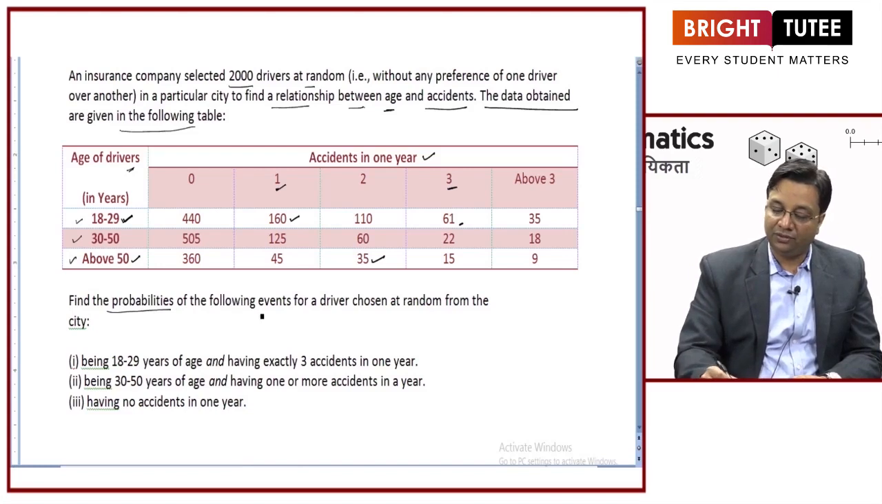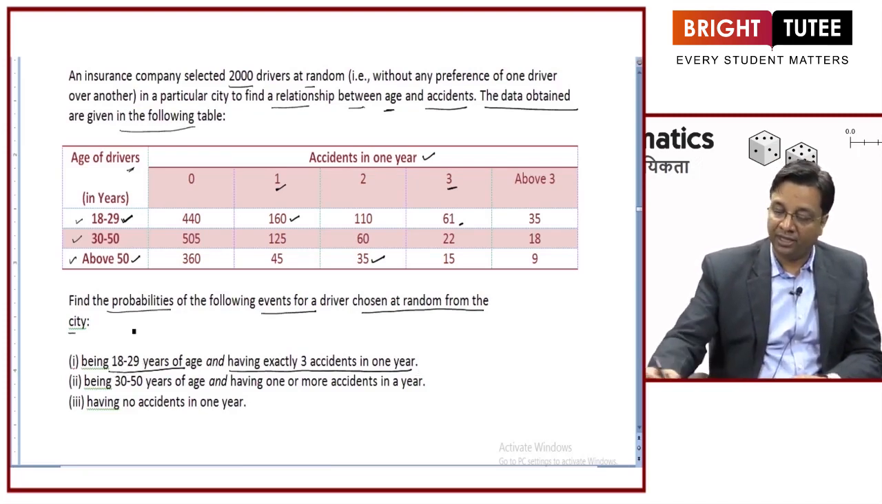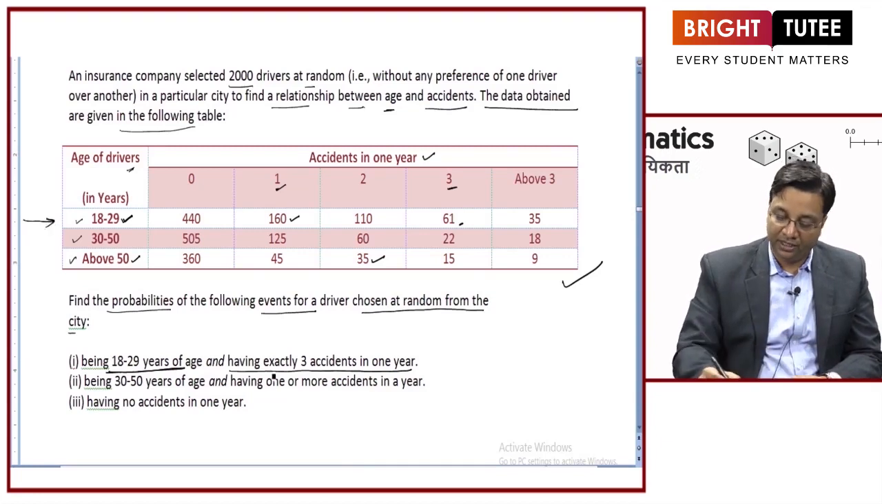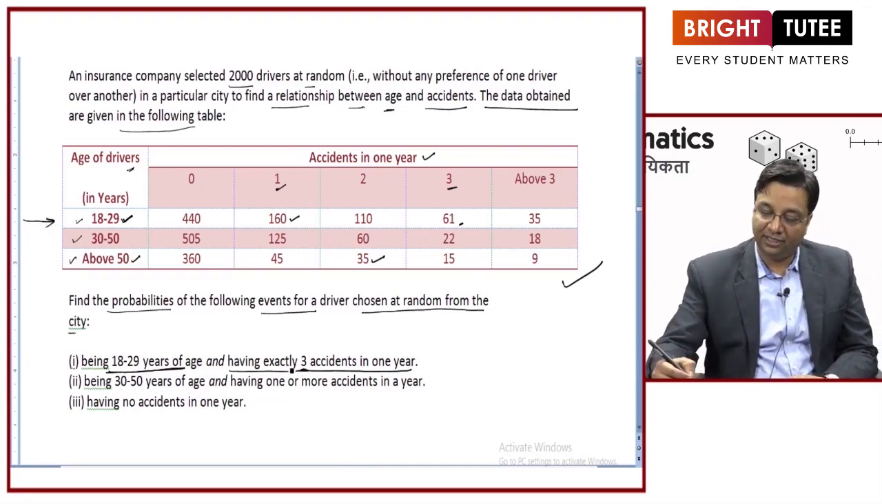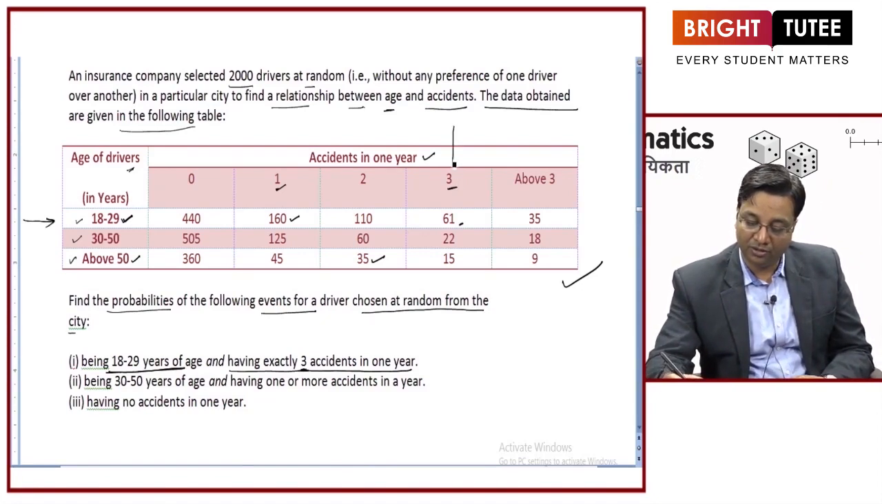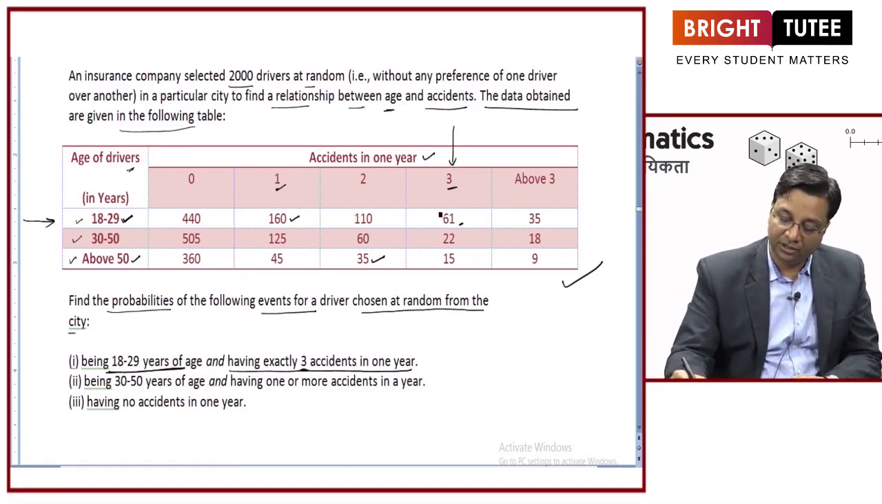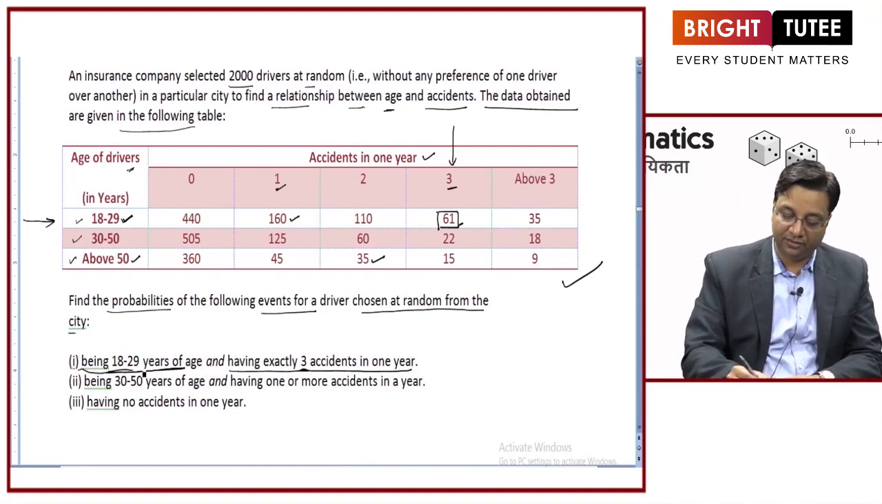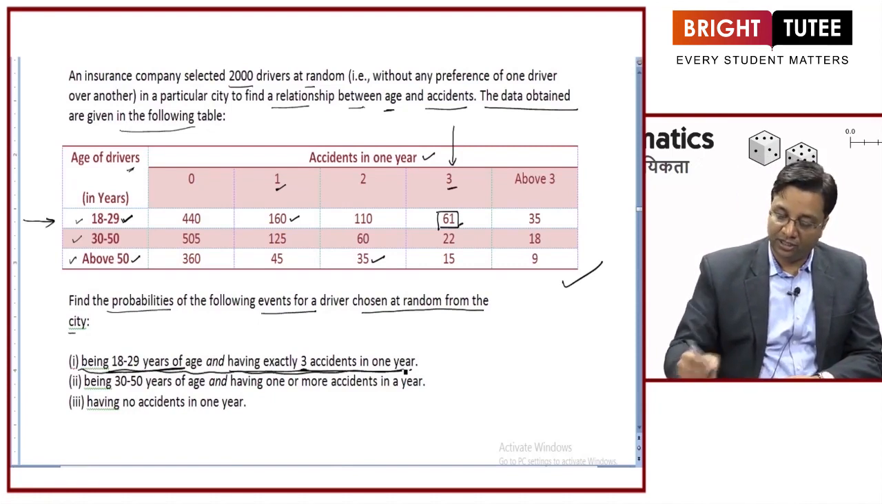Now, find the probabilities of the following events for a driver chosen at random from the city. Now, being 18 to 29 years of age and having exactly 3 accidents in 1 year. Now, this question becomes very simple because you just need to observe this data carefully. Being 18 to 29 years of age, so you look in this row. Having exactly 3 accidents in a year, so you are looking for this column here. Right. So, this is the number of times this event occurred. Okay. So, what is the probability of this event?